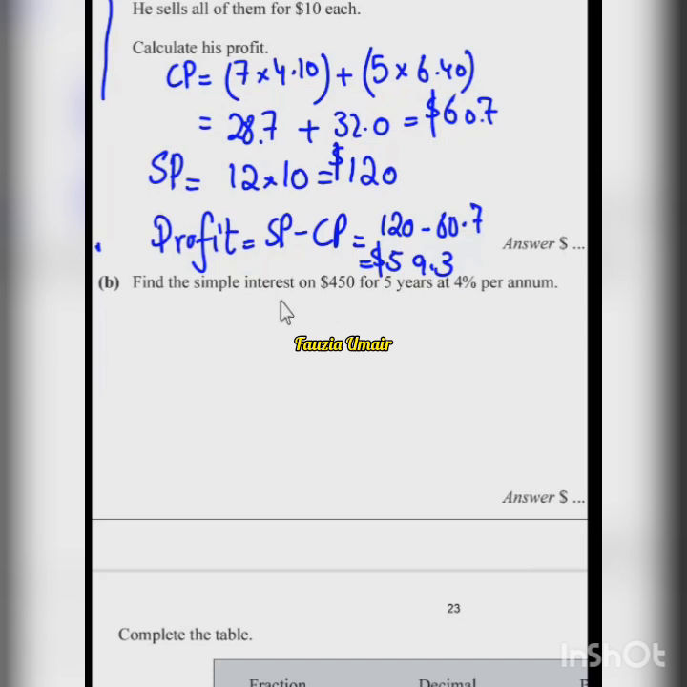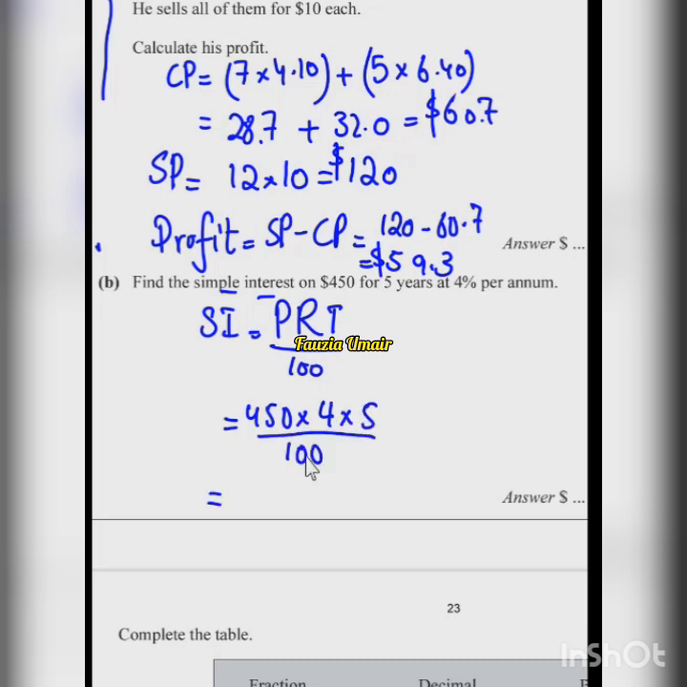So moving on to part B. Part B is find the simple interest on $450 for 5 years at 4%. So we need to find simple interest, PRT by 100. The principal amount is $450, the rate is 4 and the years are 5. So you can cancel this 0 and this 0, because 4 fives are 20, so this 0 cancels. 45 into 2 is $90. Okay? So your simple interest would be $90.